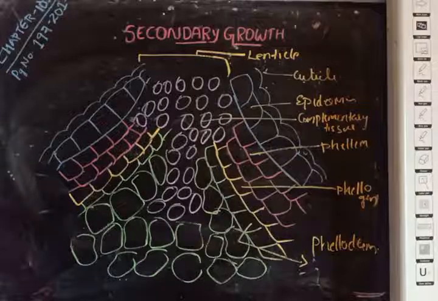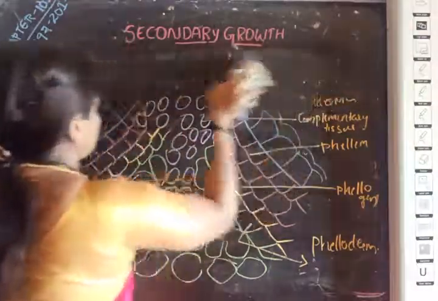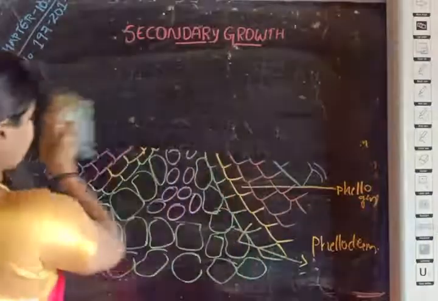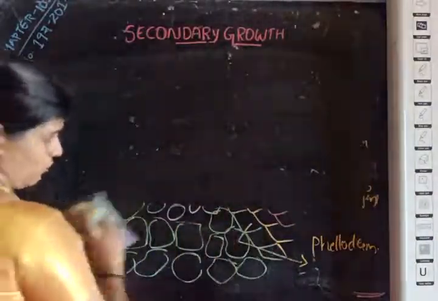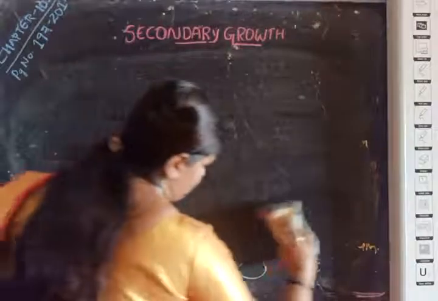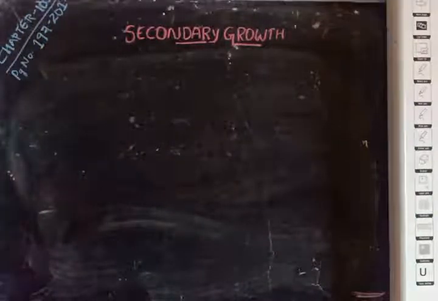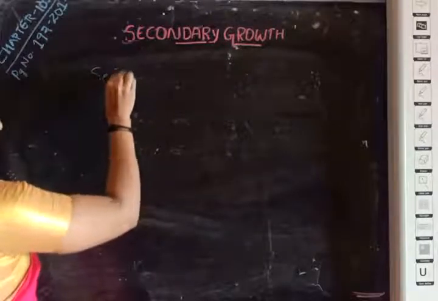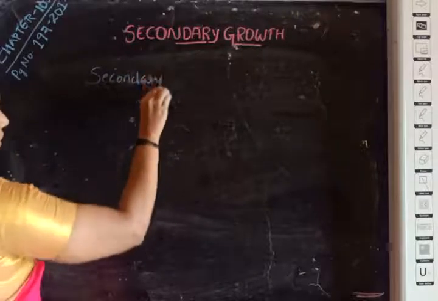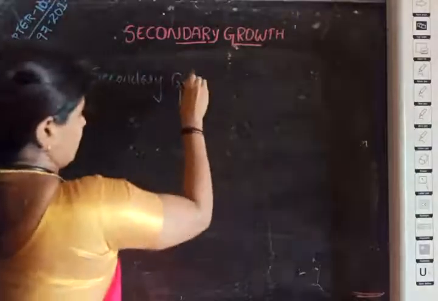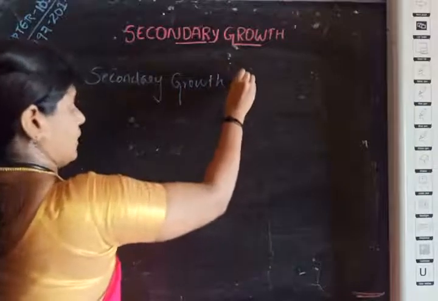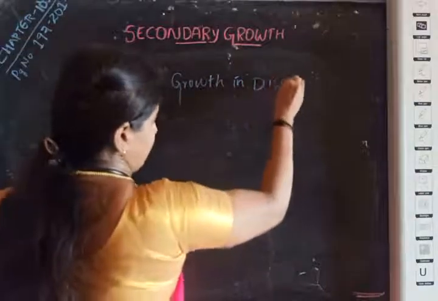Now, with lenticels, the secondary growth in dicot stem is over. In this chapter, we are mainly dealing with the secondary growth in dicot stem versus secondary growth in dicot root. So the secondary growth in dicot stem is over. Now we are moving to secondary growth in dicot root.